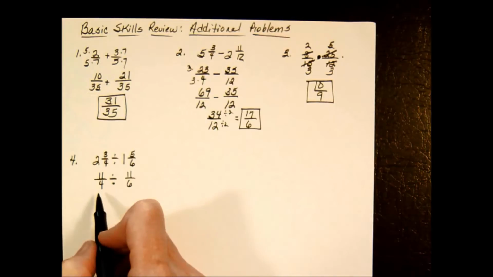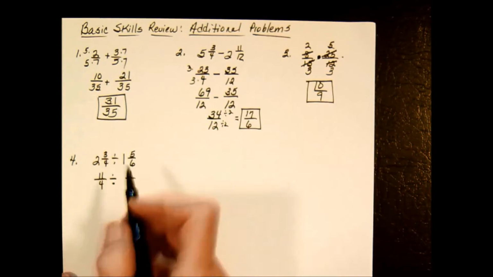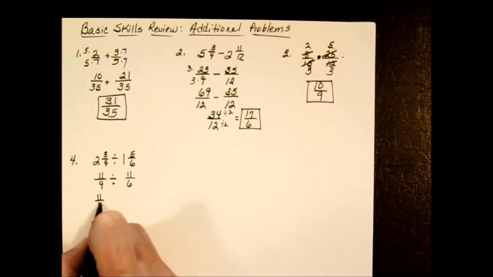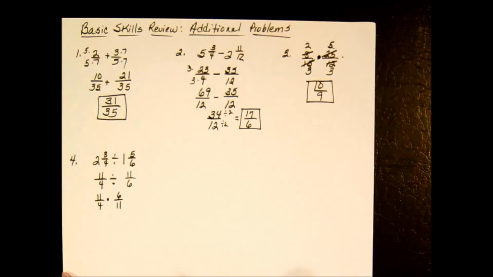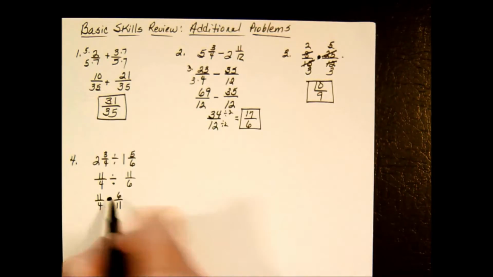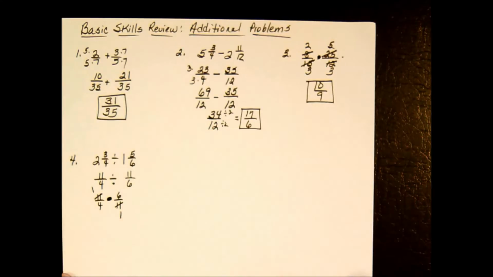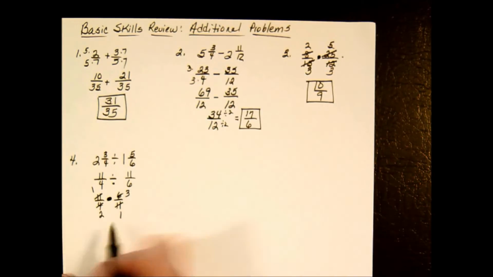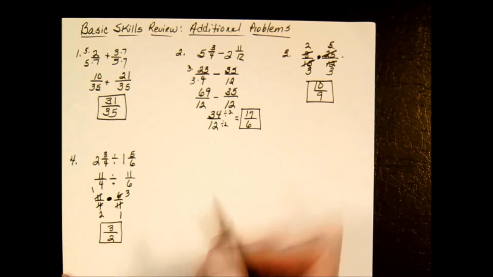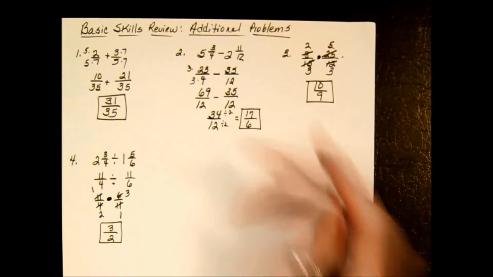And now we're going to do keep, change, flip. You don't want to try to do that all in one step. So I keep the first, change to multiplication, flip to the reciprocal of the second one. And now that I am multiplying, I can cross cancel. So 11 goes into 11 one time, 2 goes into 4 twice, into 6 3 times, and I end up with 3/2. So those are some sample problems for fractions.